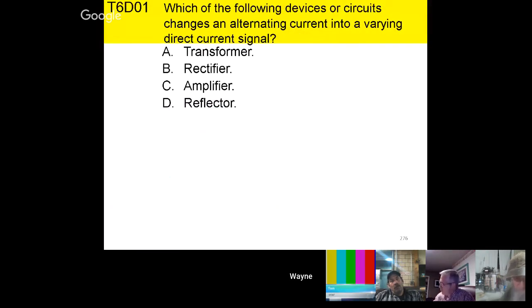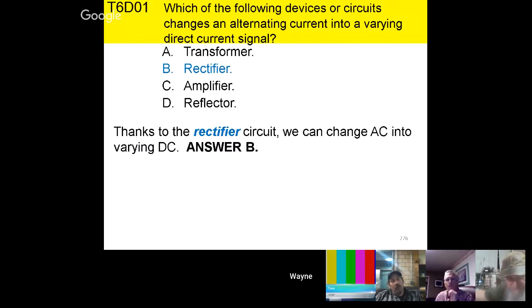Which of the following devices or circuits changes an alternating current into a varying direct current signal? Now, I kind of touched on this again with my little story with my light and everything. I used a full wave bridge rectifier. So it is a rectifier. A rectifier is really nothing more than a diode. Current can only flow in one direction in a diode.